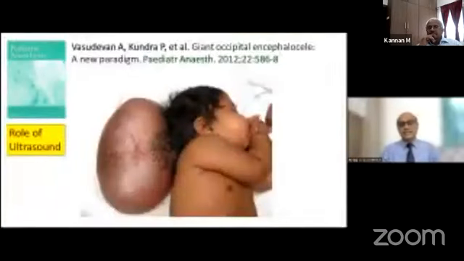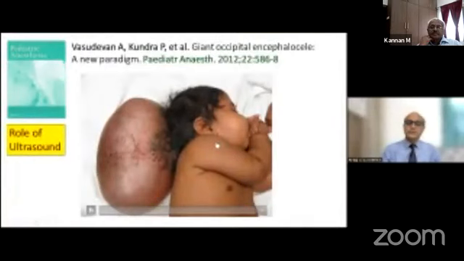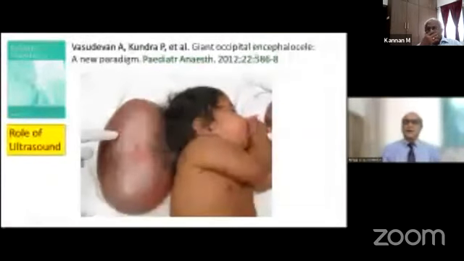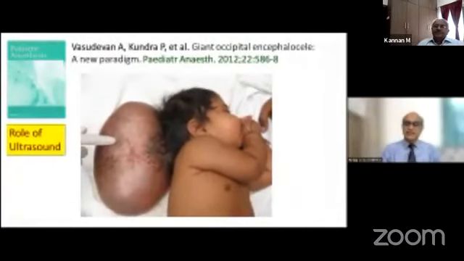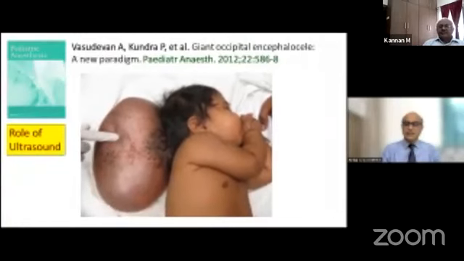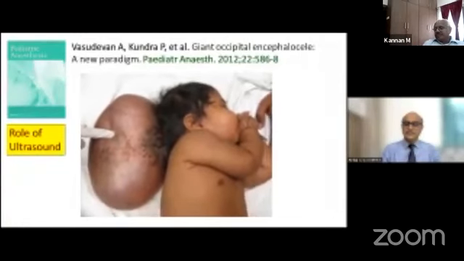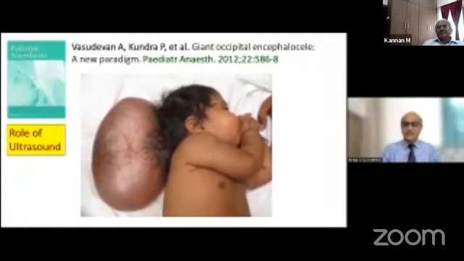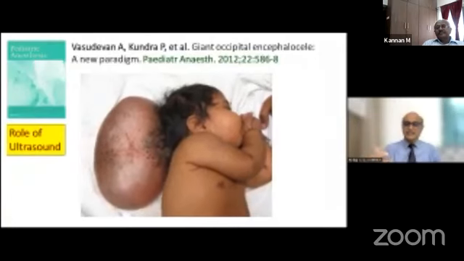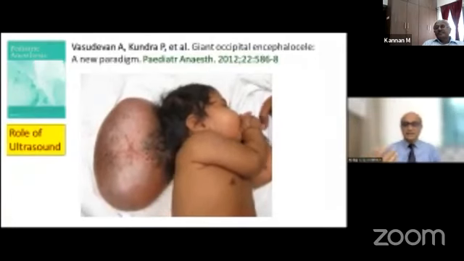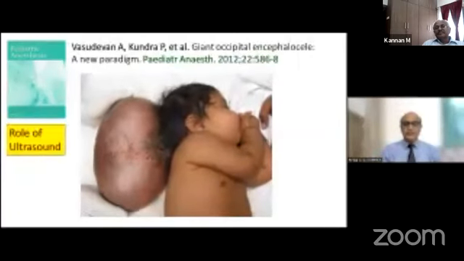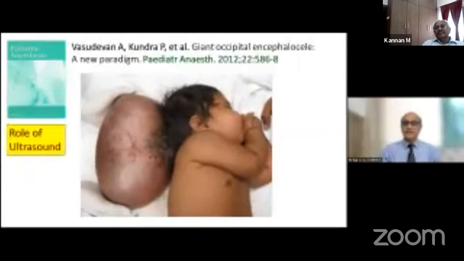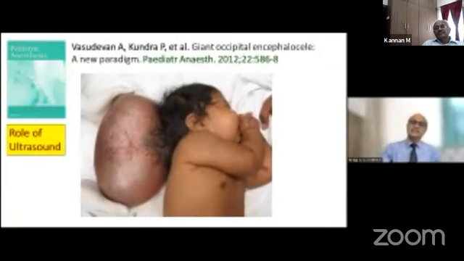So there is another child. This is another child who was posted for a giant occipital meningocele. You just compress it a little bit and you look at the respiratory rate, how it goes up. With a little more pressure, you will find that the child suddenly wakes up and becomes uncomfortable. And the moment you try to lift this big encephalocele, the child starts crying.